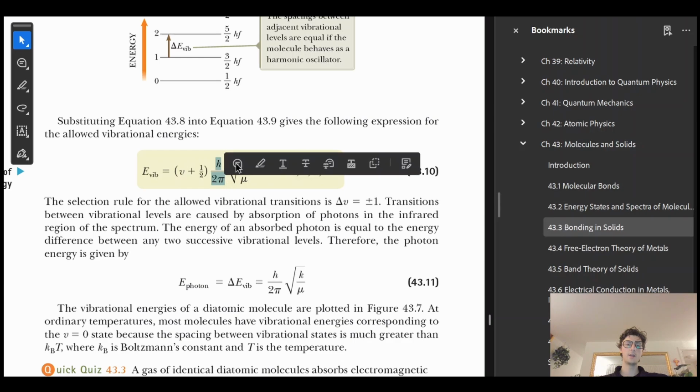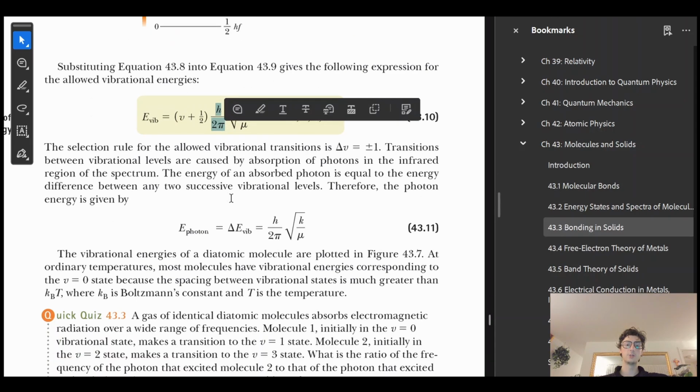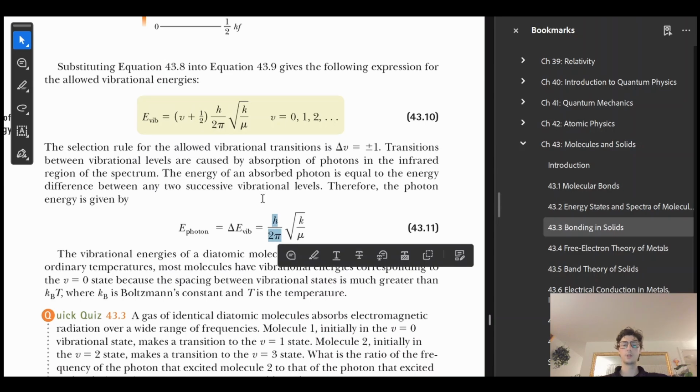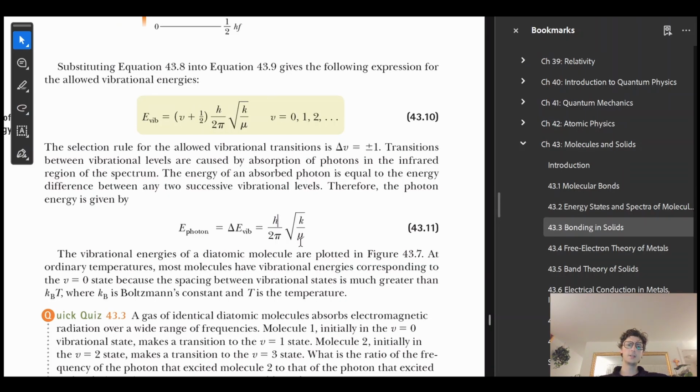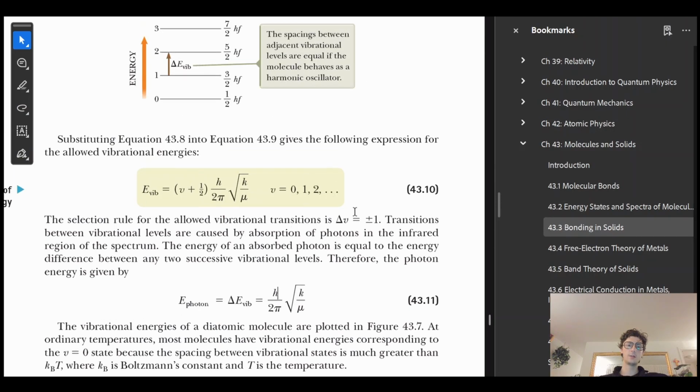H over 2 pi is the reduced Planck constant. They don't simplify it here as H bar, but you can replace this with H bar if you want. Actually, in this equation they don't replace it with H bar either, but H over 2 pi is H bar. They don't give this to you anywhere in the equation sheet. Then you have this square root K over mu. I think mu here is the reduced mass. So anyway, take a look at this equation.